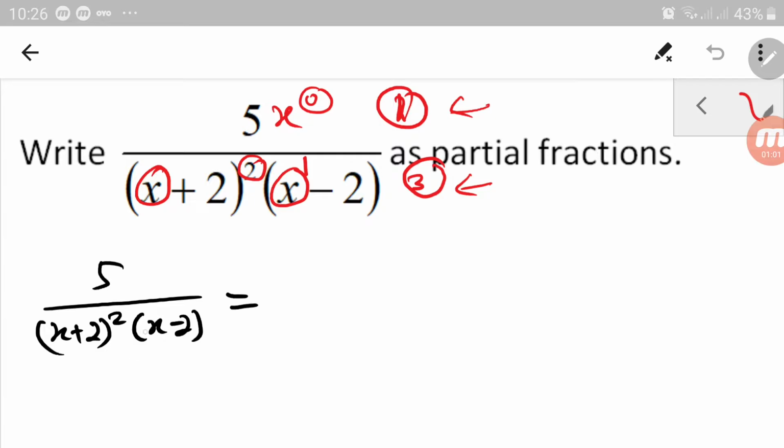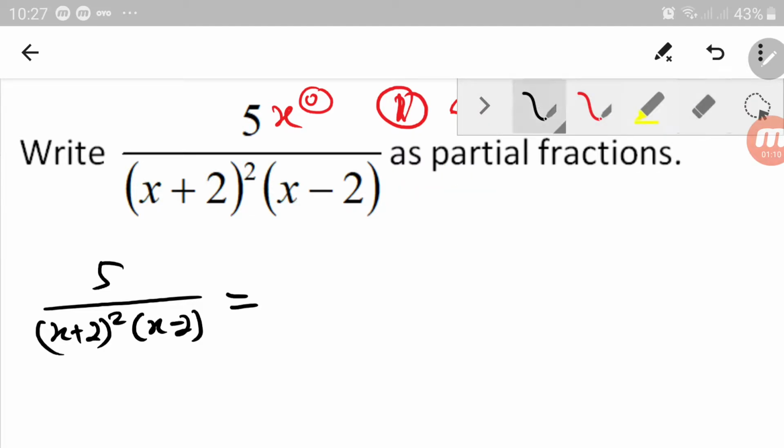Now the next step is to factorize the denominator. What you can see is already factorized, so no need to do it. So it's nice already. So we can just figure out how many fractions we are expecting. Over here there is power 2, so 2 brackets, so 2 fractions. This one, 1 bracket, 1 fraction. So in total we have 3 fractions.